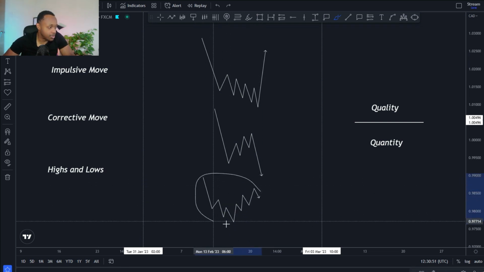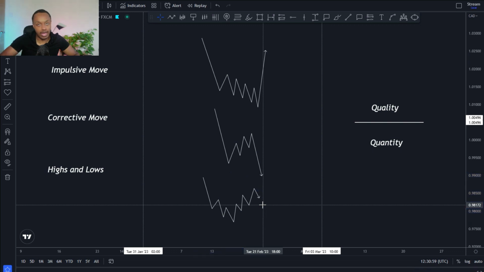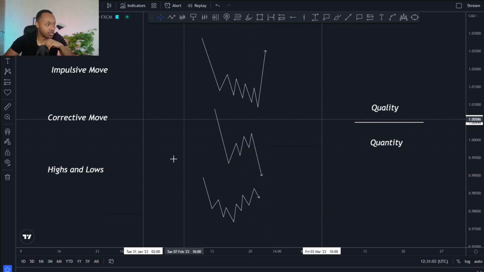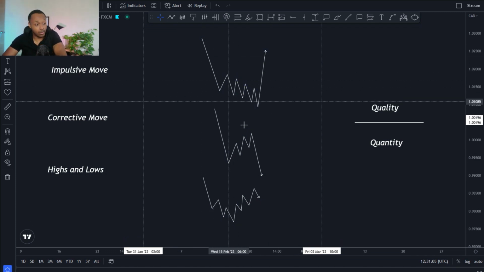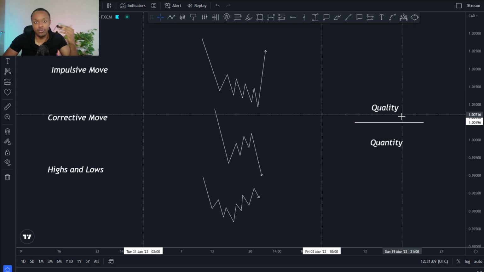So these types of structures I stay away from. It's technically not consolidating because you've got structure down and structure up, but it's not really showing much momentum. It's not really showing good behavior. So I just leave those types of patterns alone and focus on patterns number 1 and 2. Which brings me on to my third section, quality over quantity.